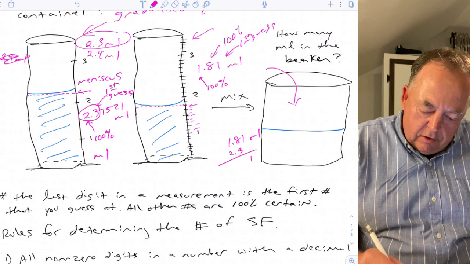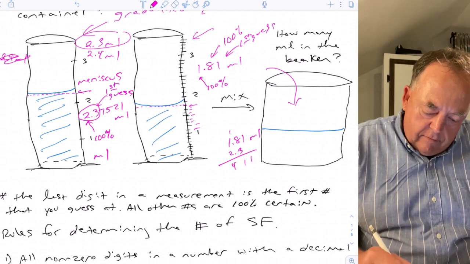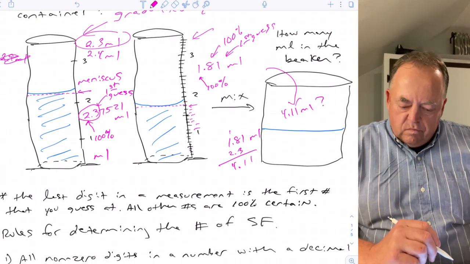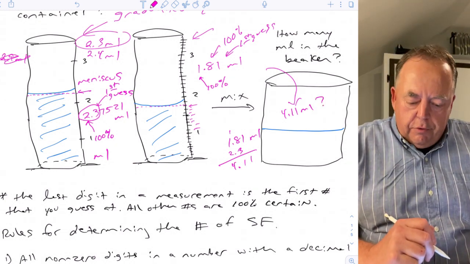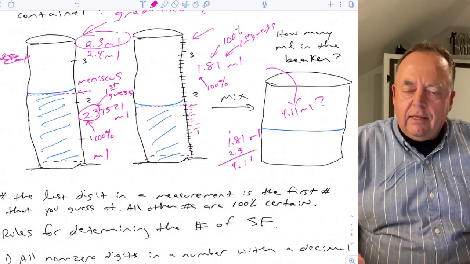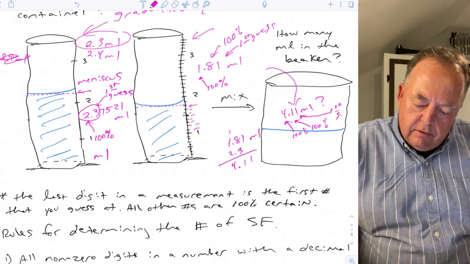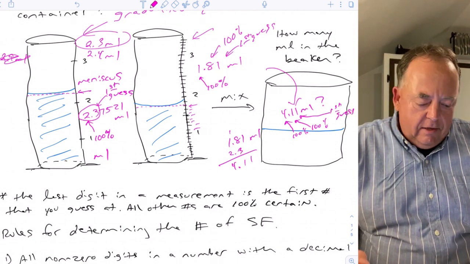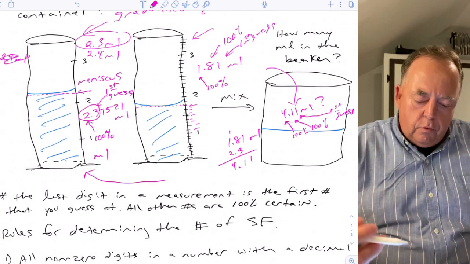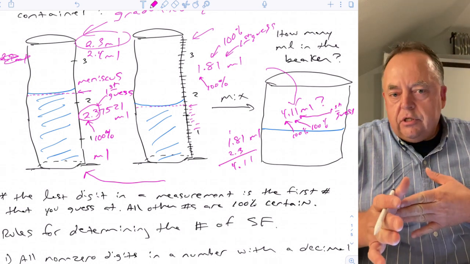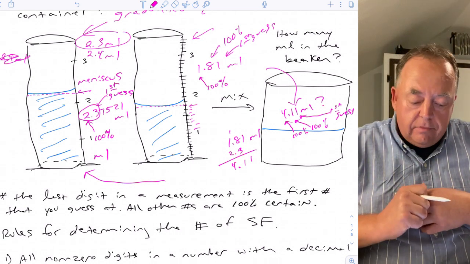So if we add these two together, we get 4.11. Could we say that there's 4.11 mL in this beaker? And the answer is no, you could not. Because if you report the number like that, what you're telling somebody is that you're 100% confident in this number, and you're 100% confident in that number, and that this is your first guess, which is not true. When you make measurements, you're limited by the instrument that can give you the most precision or most accuracy in the measurement.